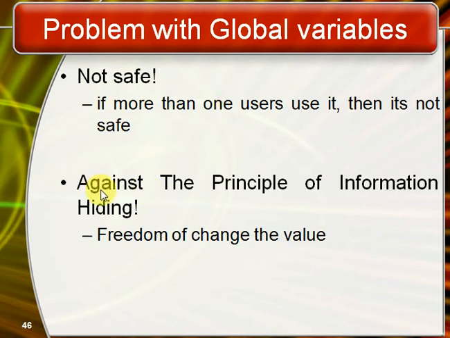Usage of global variables is against the principle of information hiding. Exposing the global variable to all functions is against the principle of information hiding, since it gives all functions the freedom to change the value stored in the global variable at any time.